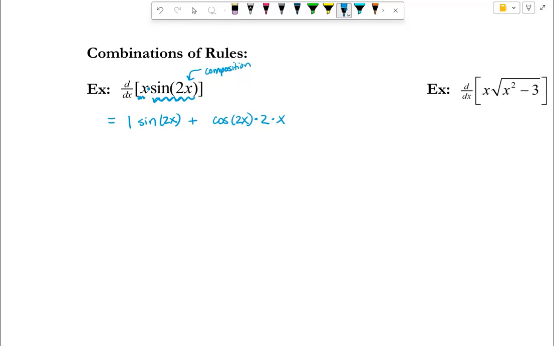So if I go back to how we saw our product rule written, if I think of this as f times g, this is f prime times g plus f times g prime. And so it's when we're taking the derivative of g that we have to use our chain rule, because that's our composition. All right, so if we were to clean this up a little bit, I would just have the sine of 2x plus 2x times the cosine of 2x.